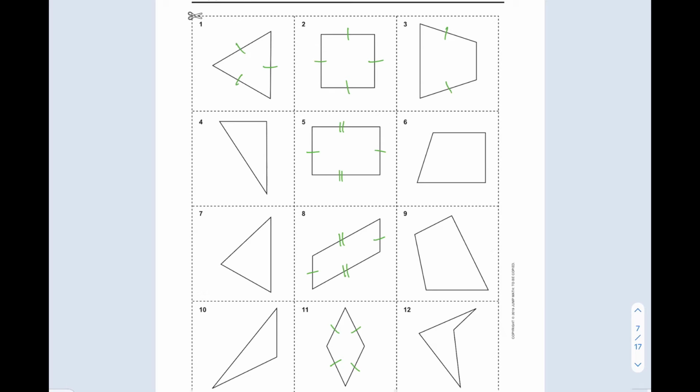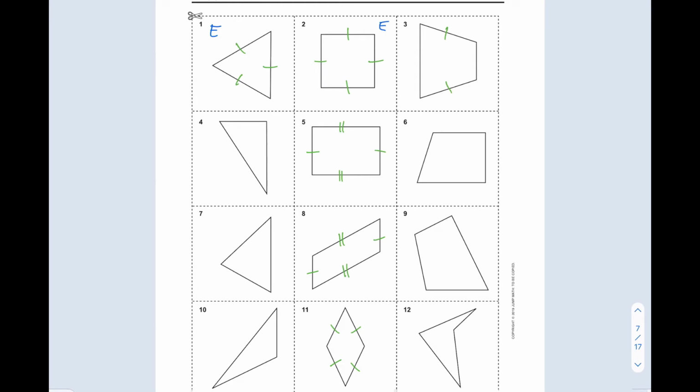Okay, welcome back. I've put some hash marks to help us to see which sides are equal. So if all of the sides are equal, it's equilateral. So this is an equilateral triangle. I'll put an E for equilateral. Squares are equilateral. This next one is what we call a trapezoid. It does not have all equal sides. 4 is a triangle. That's not equilateral. 5 is a rectangle, not equilateral.